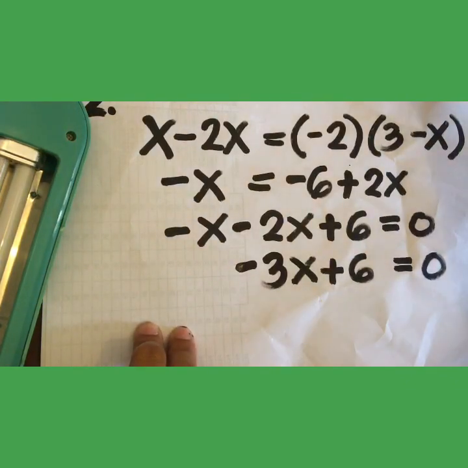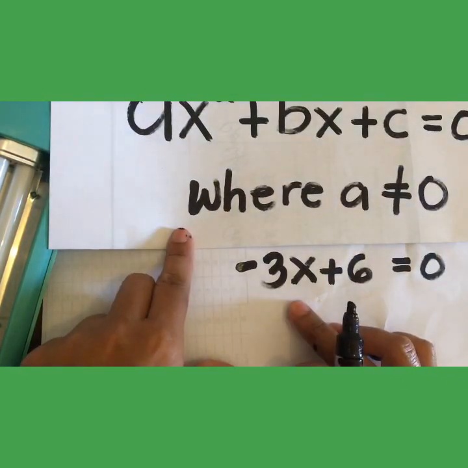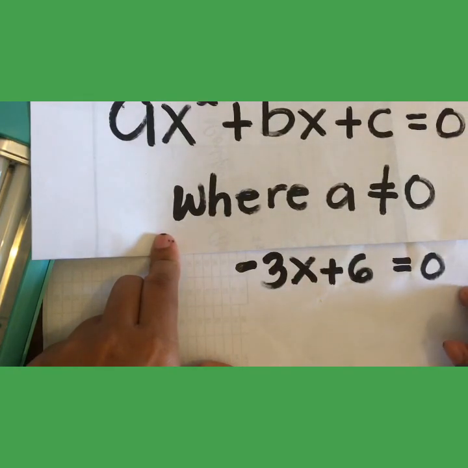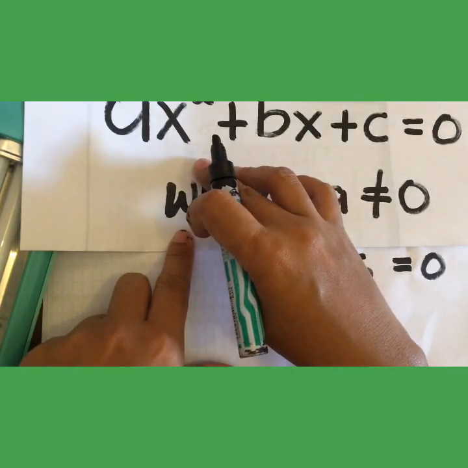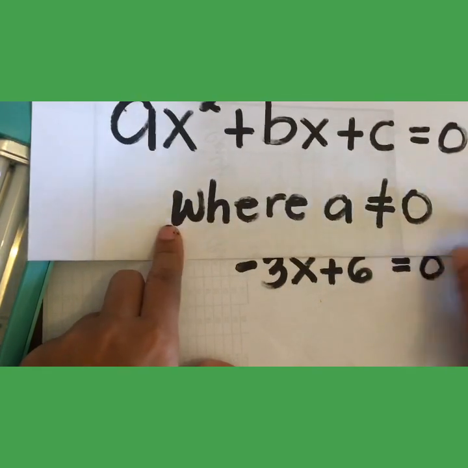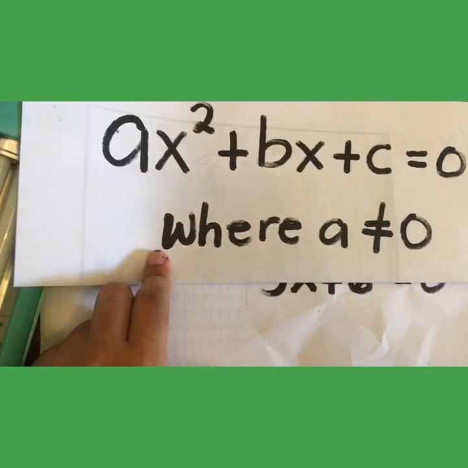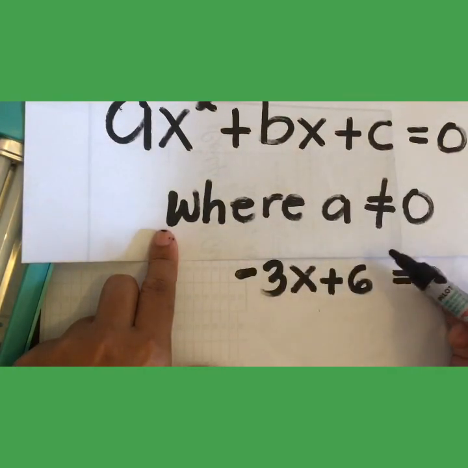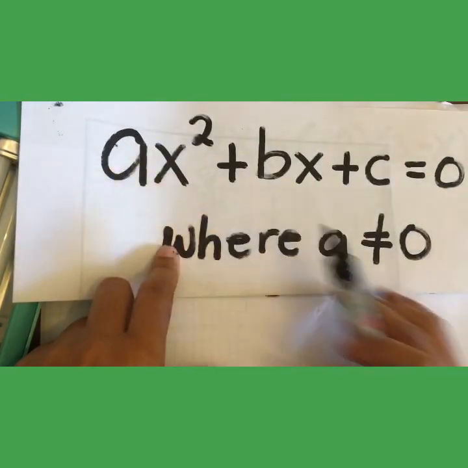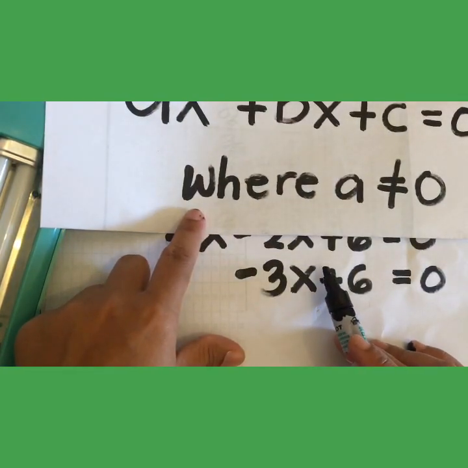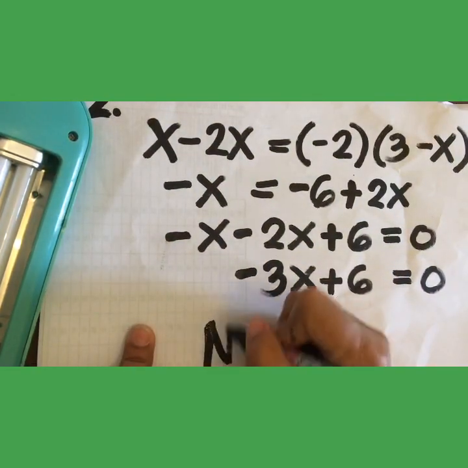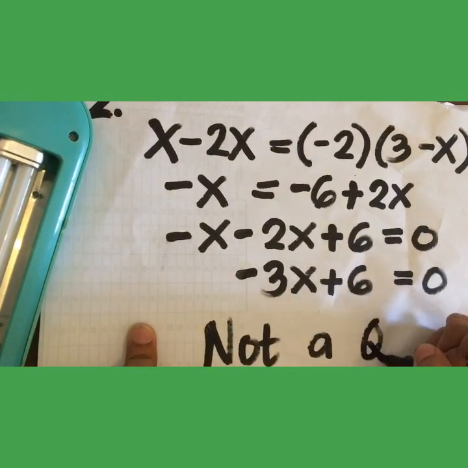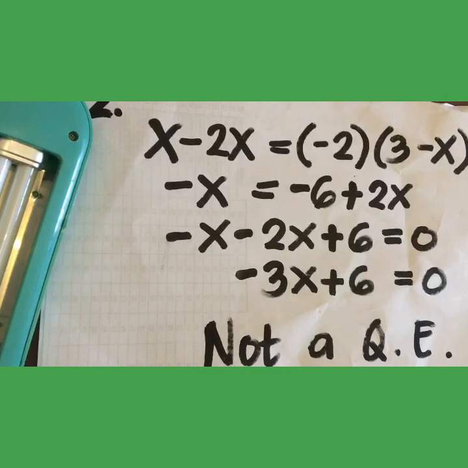Now, take a look. This is the equation that we were able to generate: negative 3x plus 6 equals 0. So this time, we're going to check whether this satisfies the condition to make this equation a quadratic equation. Now, let's try to analyze. Is the highest degree 2? So in this equation, no, it's 1. So therefore, this is not a quadratic equation but a linear equation. Okay, so number 2 answer is not a quadratic equation. Okay, I hope that's clear.